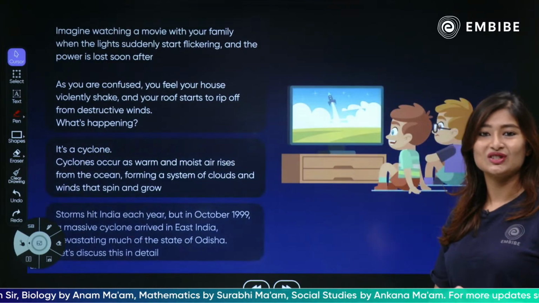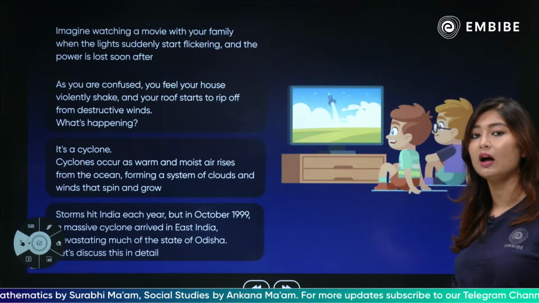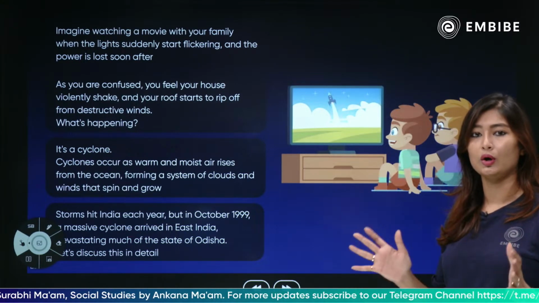Now let's get started with today's session and talk about what the cyclone was, what was the problem that happened in 1999 in Odisha, what we mean by precipitation, rain, snow, all of this, right?